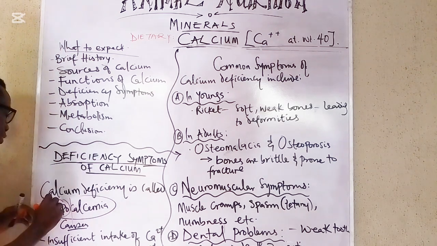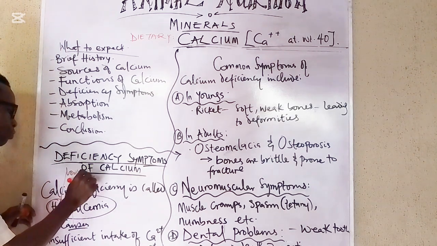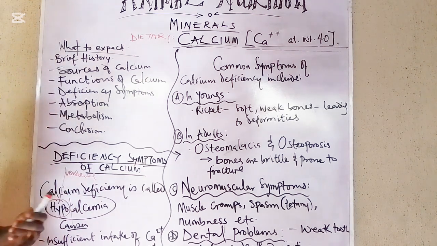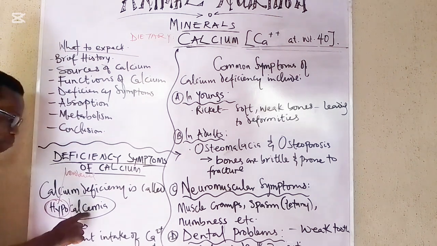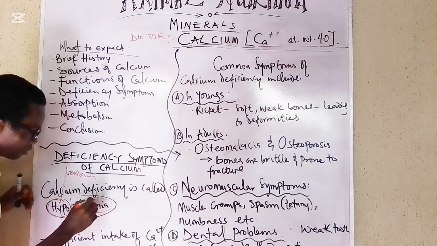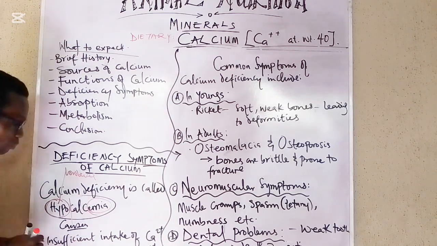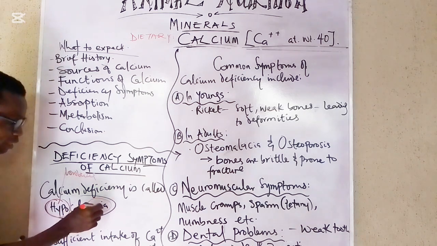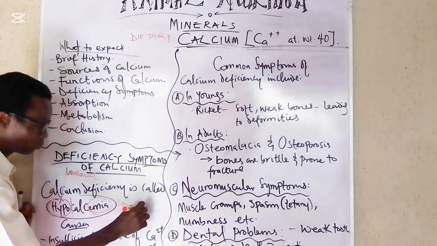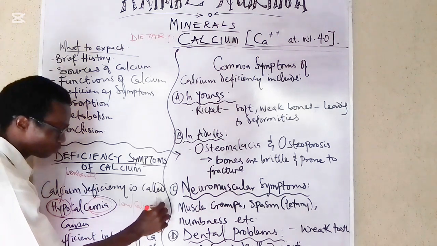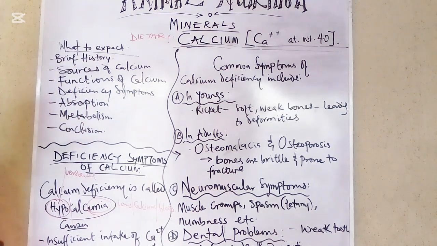Hypo will mean that it is in low level, or level that is not up to the required range. Then calcemia, amia, means shortage or in the blood. What that means is low calcium in the blood. Hypocalcemia, meaning low calcium in the blood. Similarly, we see sickle cell anemia. Anemia, that is in the blood. Anemia, or lack of blood.